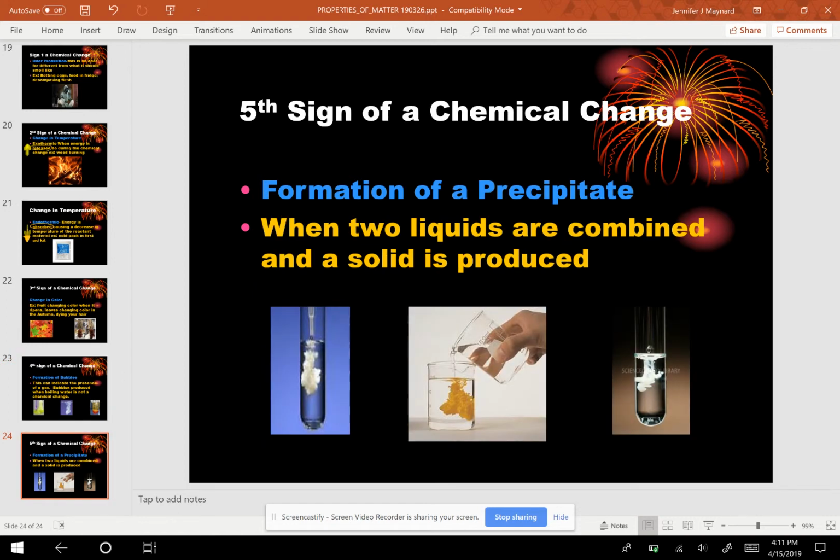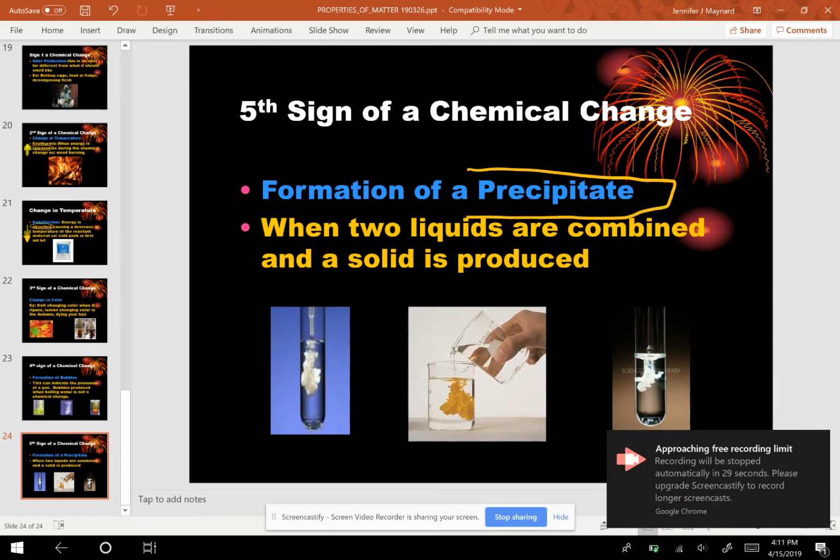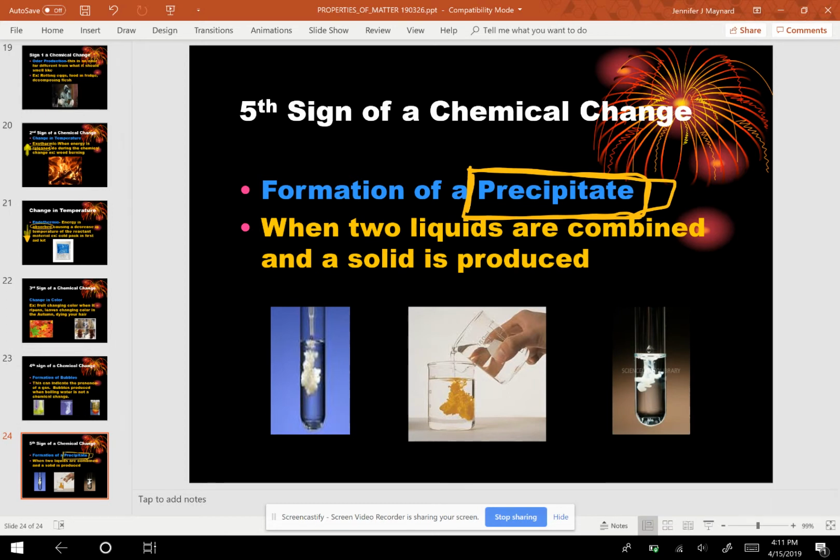And the fifth sign is the formation of a precipitate. So I'll say that again, precipitate. So we'll play with these later. I will definitely find a reaction when we form precipitate, because that's, again, one of my favorite things. And that's when two liquids are combined and a solid is produced.